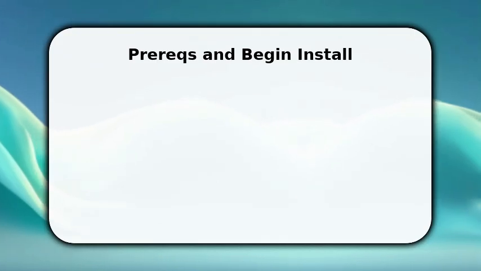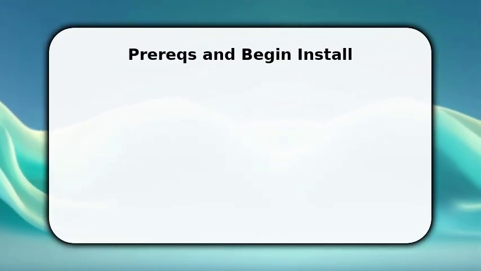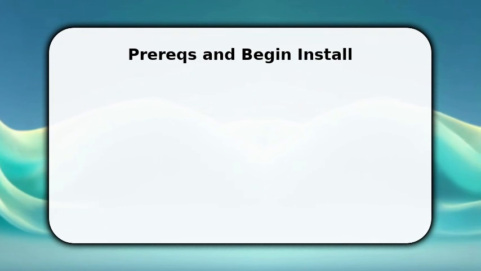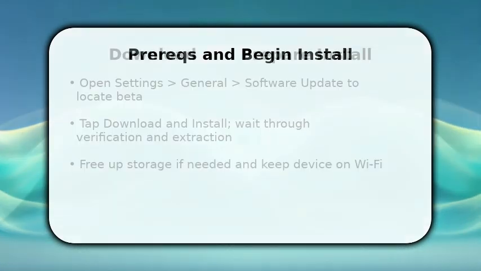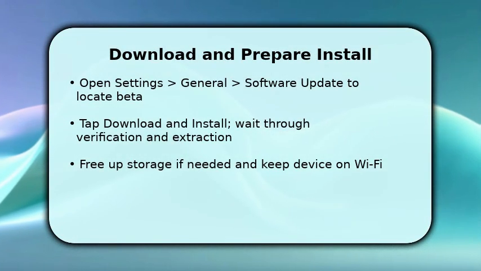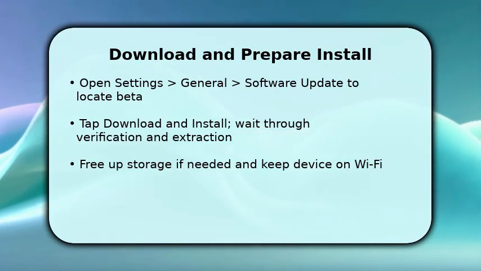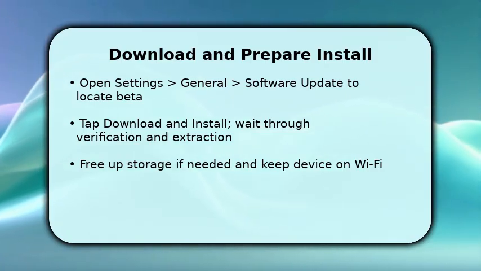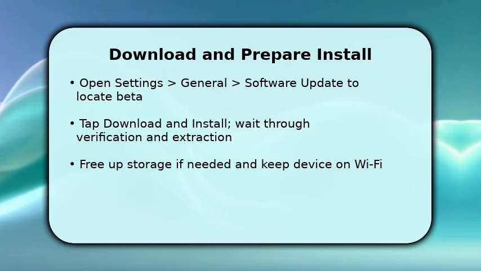Now open Settings to prompt the iOS update. The system will find the beta build for download and preparation. You'll now download and prepare the actual beta. Open Settings, go to General, then Software Update. The beta build appears once the profile is active.